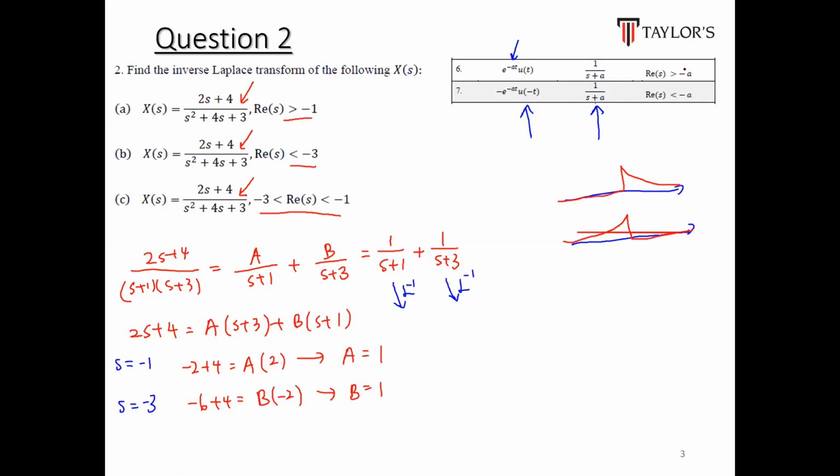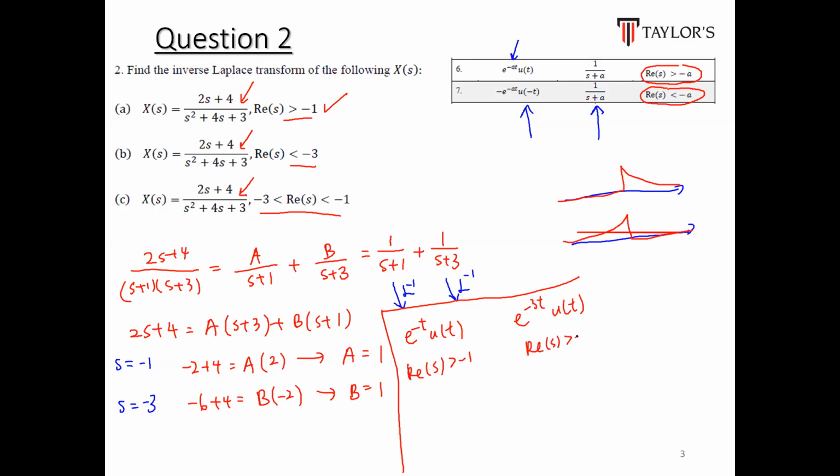And the difference is in the regions of convergence. So you look at this one. This one is greater than 1. Meaning that if I have the inverse Laplace for both of them, this will be e to the negative t u(t), and the other one will be e to the negative 3t u(t). And then my region of convergence will need to be real part of s greater than negative 1, real part of s greater than negative 3.